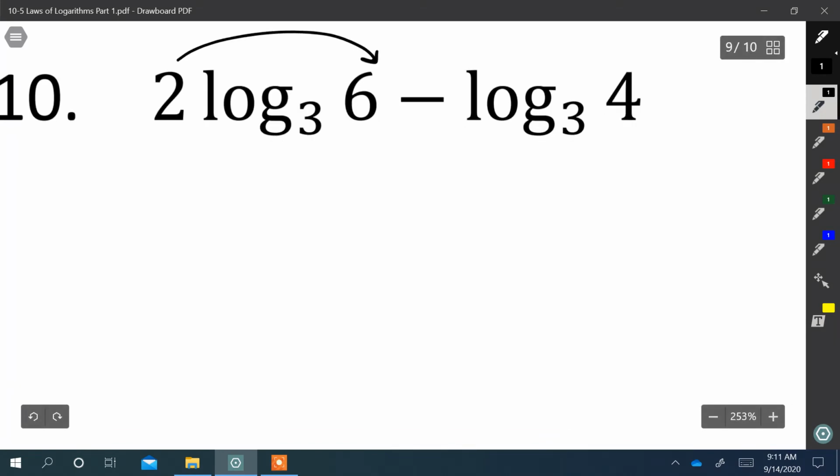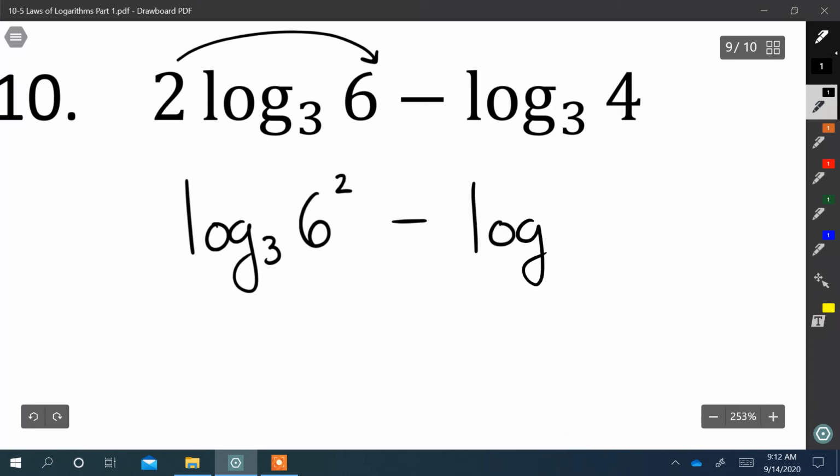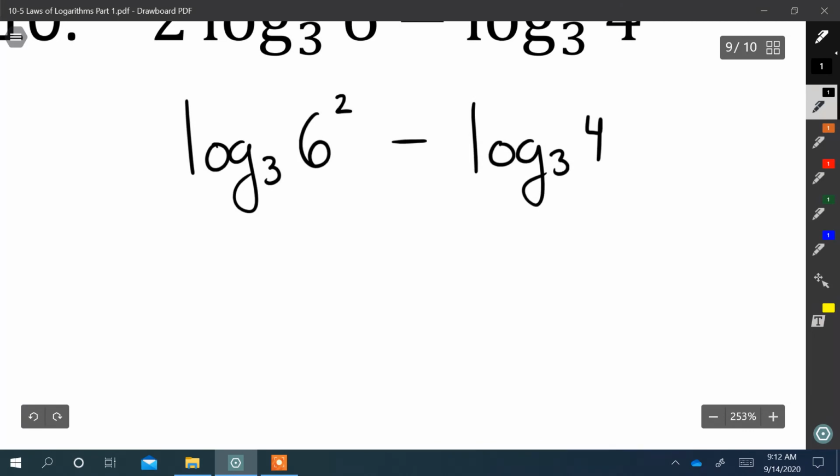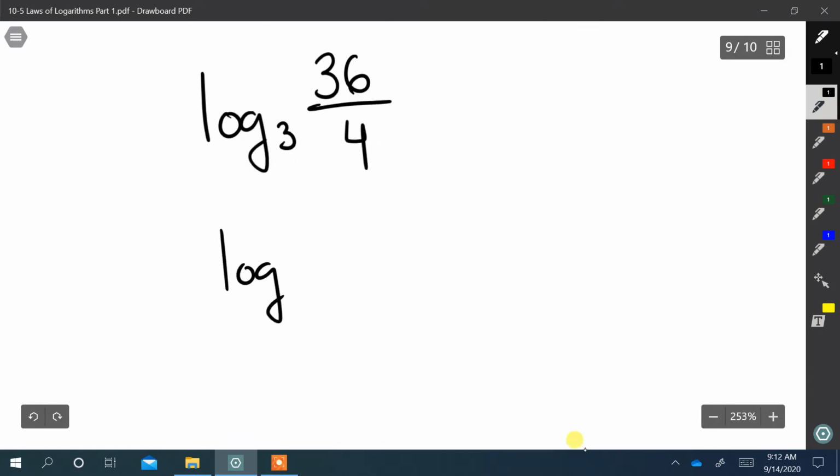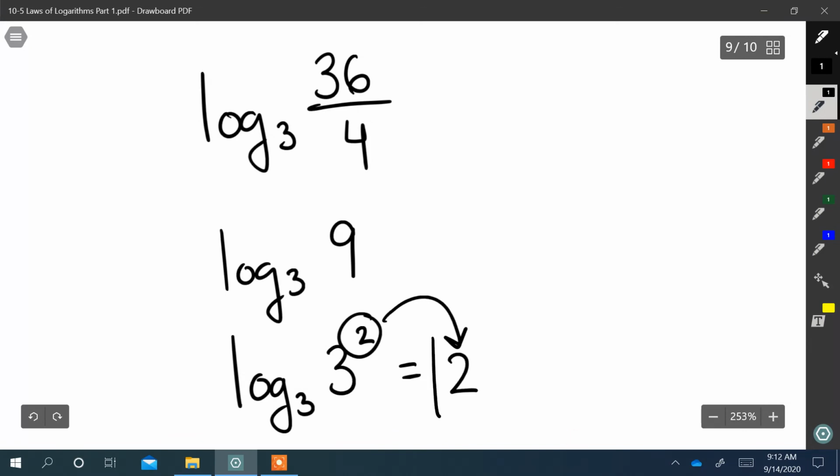Let's go ahead and take a look at this one here. I'm going to bring this one up there, and there is nothing there, so we have log base 3 of 6 to the second minus log base 3 of 3 to the fourth. I'm going to use rule number 2 to put those together. 6 squared, remember, that's 36, and then we have 4. Let's actually divide those, and then we get 9. Well, we have to understand what that is. That is log base 3 of 3 to the second, so that means we're going to get 2 as our answer.